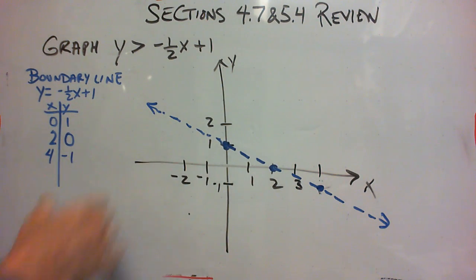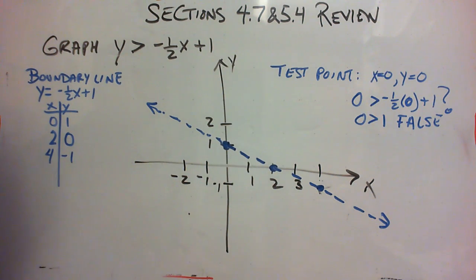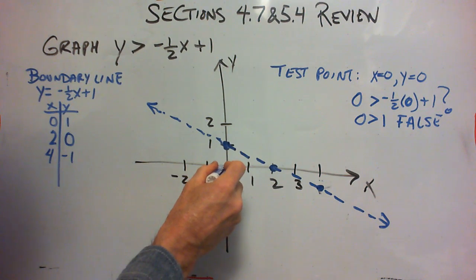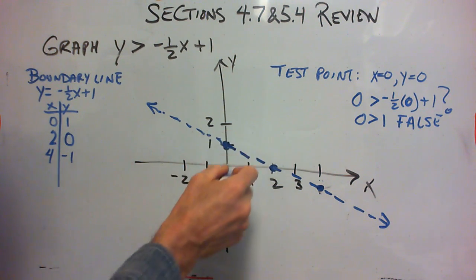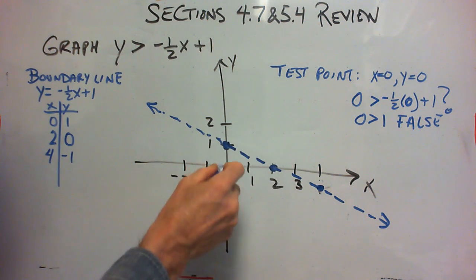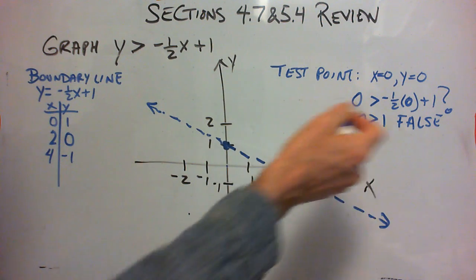Now we have to shade one side of that line, and to do that we pick a test point. I'm going to pick the test point 0, 0. The test point can be any point that's not on the boundary line. 0, 0 is usually easy to evaluate.